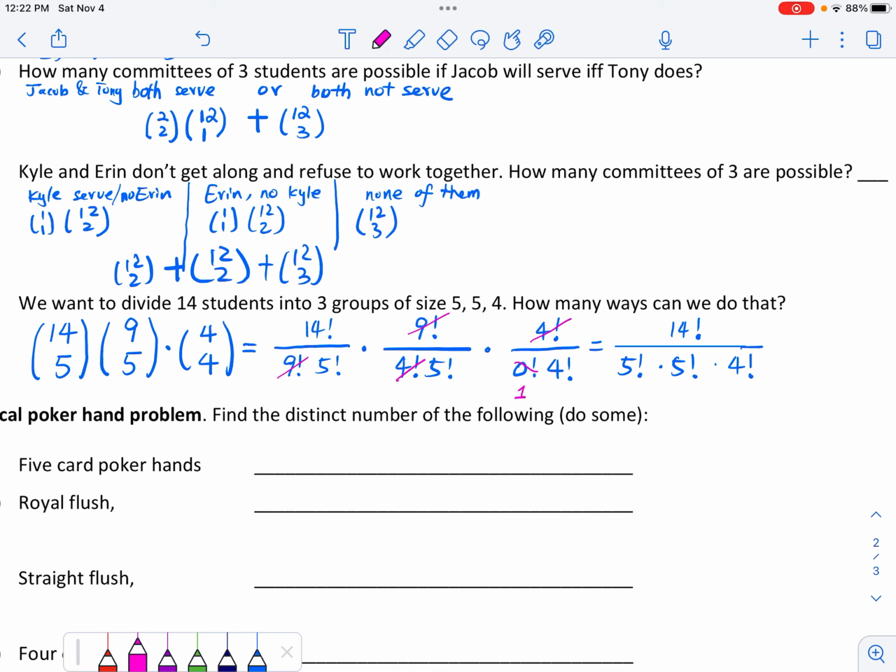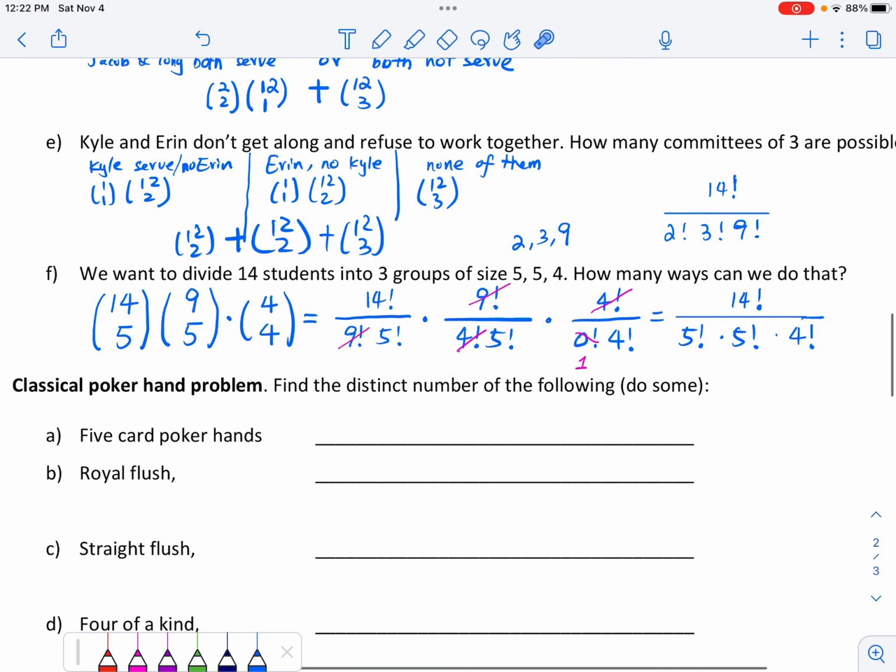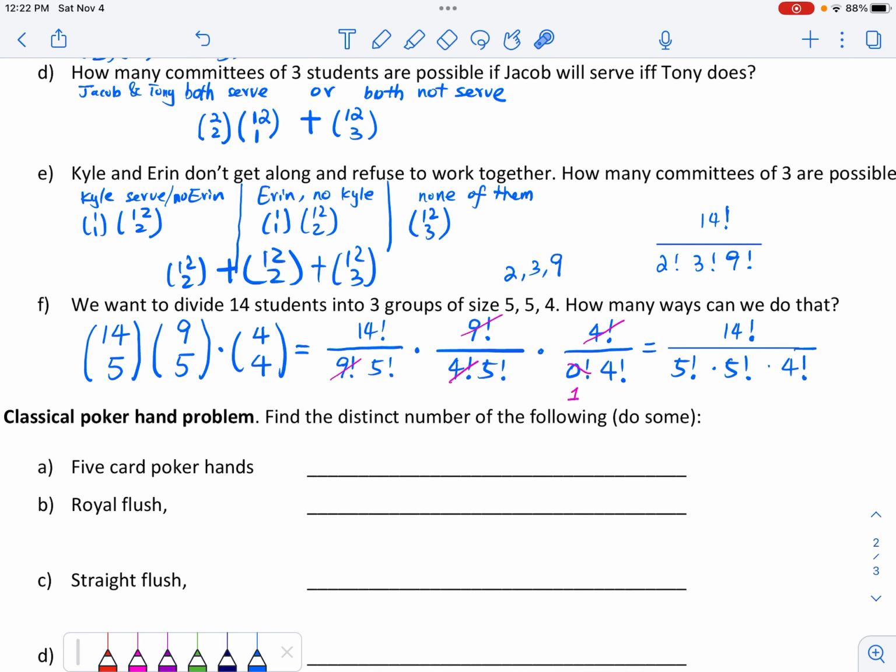So if I say let's divide the 14 students into 3 groups of size, say 2, 3, and 9. Groups of size 2, 3, and 9. How would you find that? You can quickly find that by doing this. 14 factorial divided by 2 factorial, 3 factorial, and 9 factorial. So that's the shortcut. That's what we try to derive. All right. So we'll finish this video. We'll end it here, and we'll talk about poker hand problem in the next video.